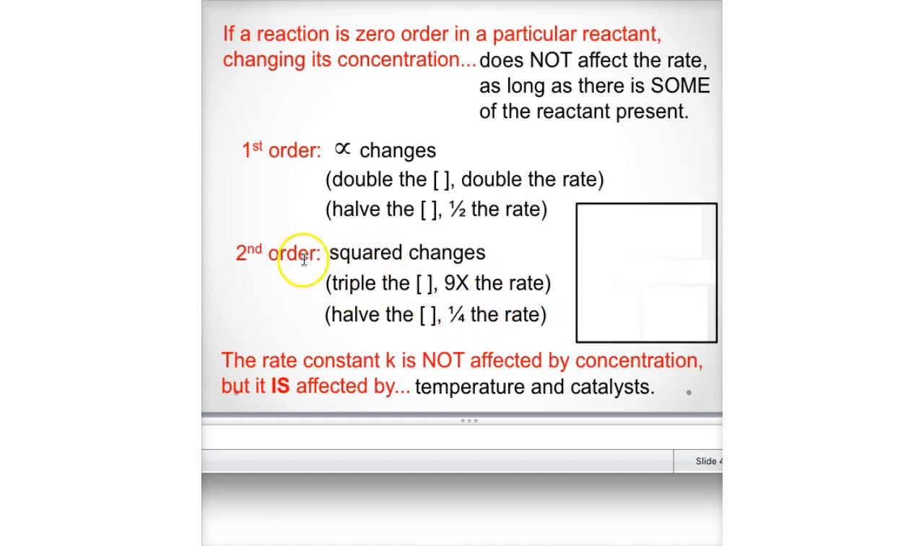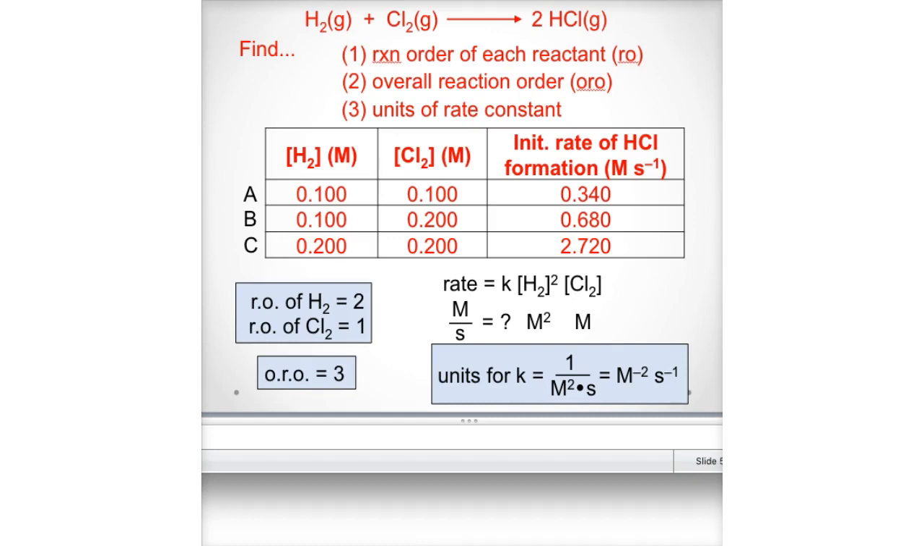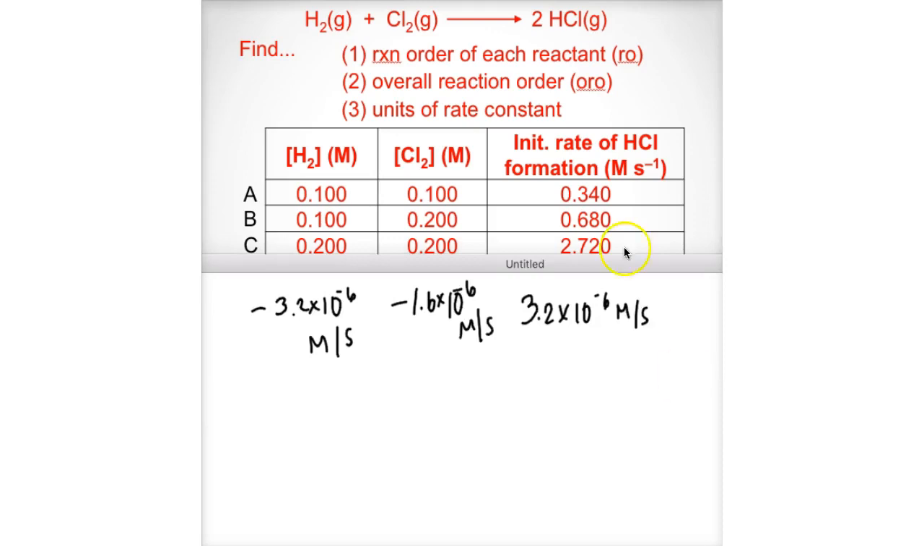We call this second order. Second order means that whatever you change the concentration by, the rate is going to change by that change to the second power. So if I have doubled the concentration and it's second order, then that means that the rate is going to change by 4 because 2 squared is 4. So that's how you figure out the order. So here's an actual example. If you look up here, I'm going to start a new page here.